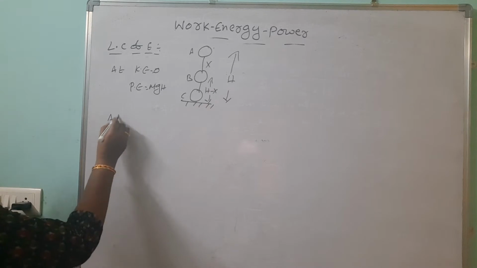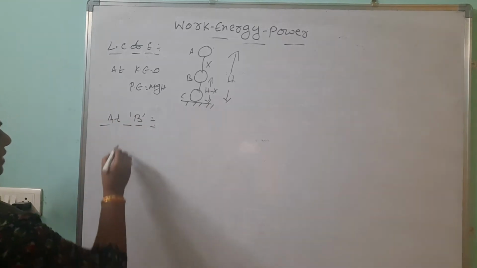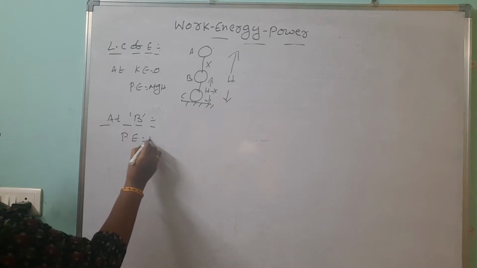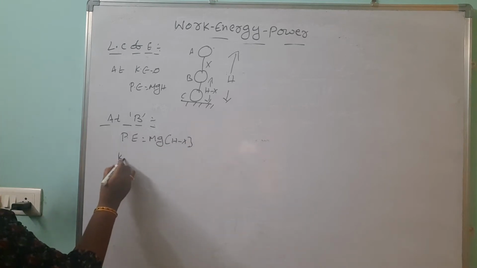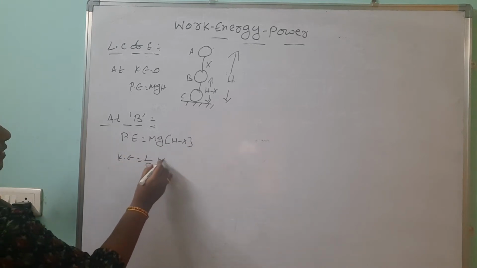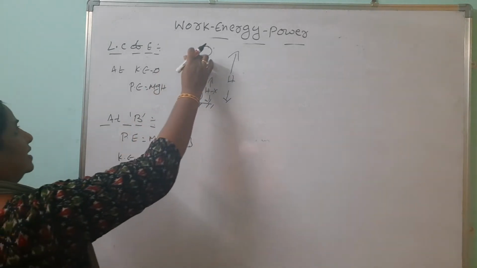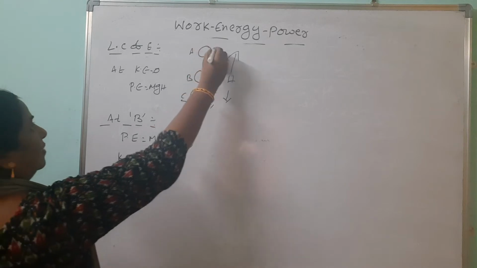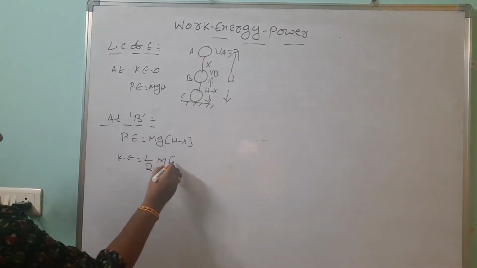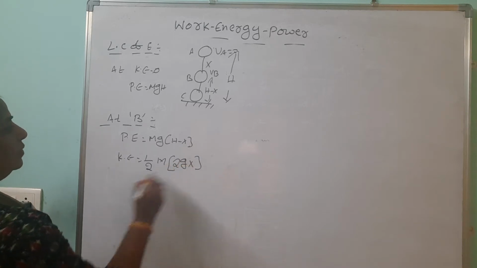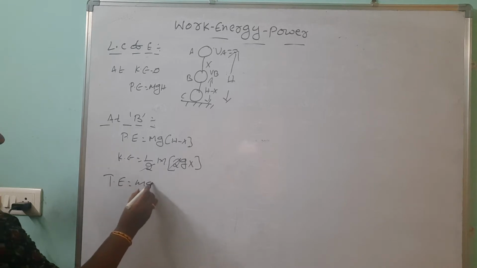But at point B, it has both kinetic energy and potential energy. Potential energy is how much? Height is h minus x. But kinetic energy we take as half m vB square. So velocity at B is how much? First, velocity at A is 0, VA equals 0, and here you should consider VB. VB square equals 2gx. Here the 2 cancels. Finally you are getting total energy here also as mgh only.